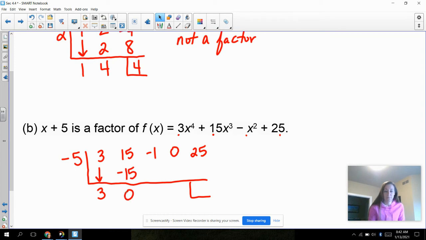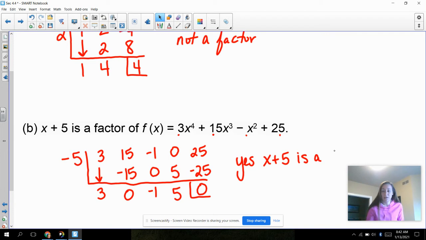add, multiply, add, multiply, add, multiply, add. And there we got a factor. So this time it is yes, x plus 5 is a factor.